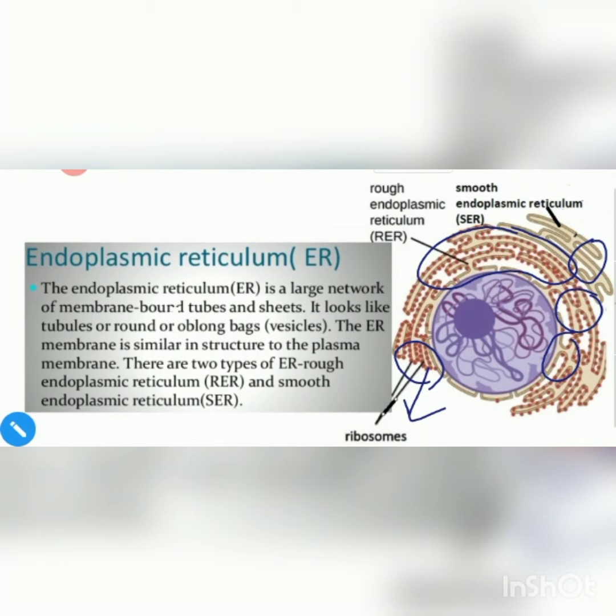So, what are the functions of this endoplasmic reticulum? The rough endoplasmic reticulum, the ribosome is involved in protein synthesis. And smooth endoplasmic reticulum is involved in lipid or fat synthesis. It is involved in the manufacture of fat or lipids.